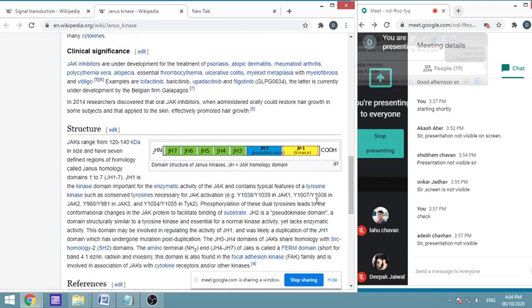So these are the JAK and STAT pathways, which have so many varieties, and therefore these drugs are there. These drugs are helpful in it.